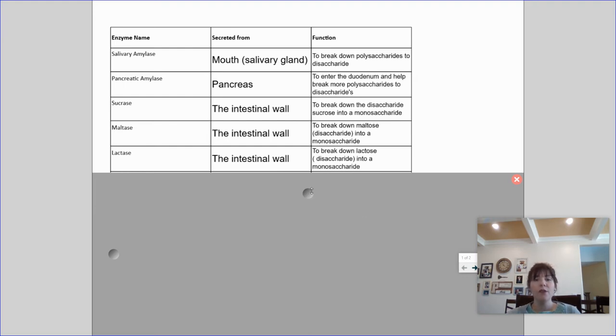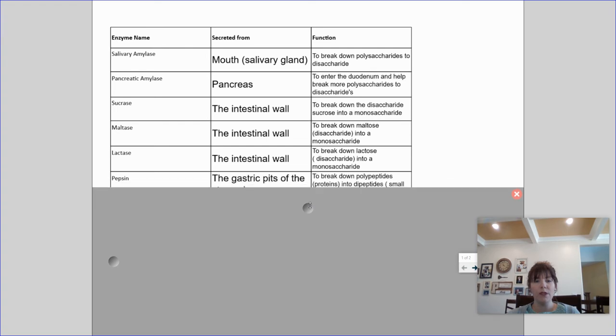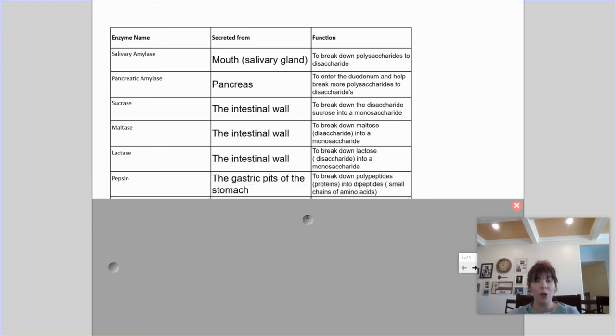We're going to move on to our beautiful proteins. So you ate a hamburger. The bun is being broken down in your mouth. The hamburger itself, ladies and gentlemen, the protein from it is just being chewed and broken up through mechanical digestion. Nothing happens until it reaches your stomach. So secreted from the gastric pits, pepsin has a huge role.